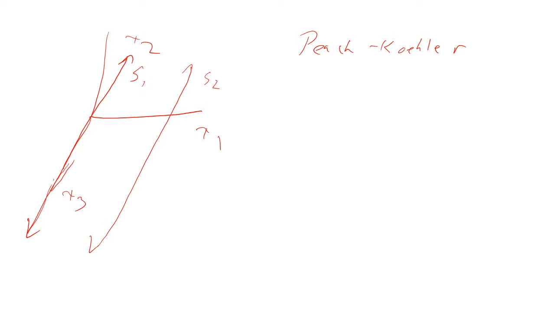Sorry. Wait, where's S1 lying again? S1 is lying on the z-axis, the x3 axis. Okay, so this is Z, 1, 2, 3. I just want to make sure I had a right-hand system there.